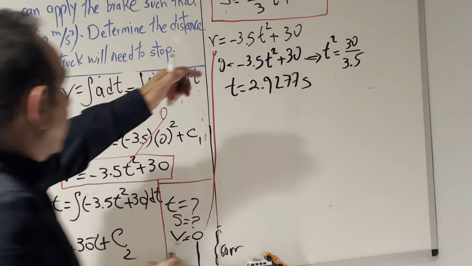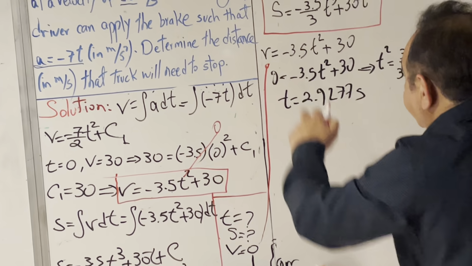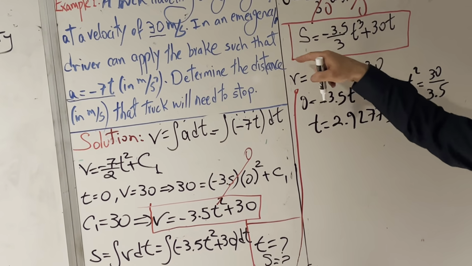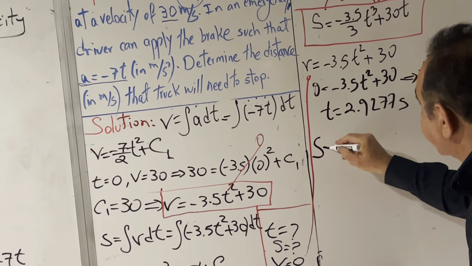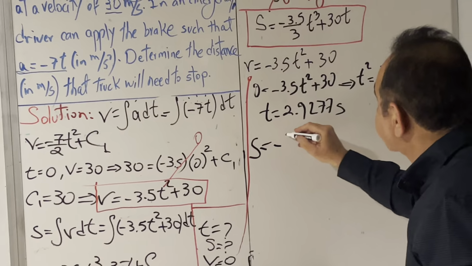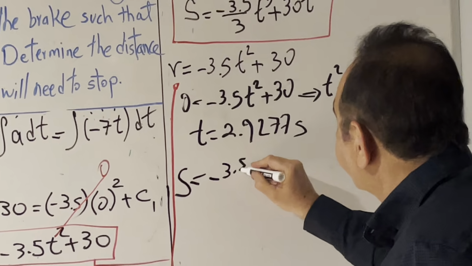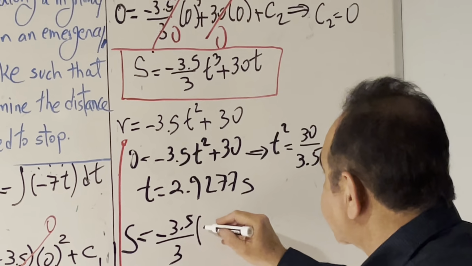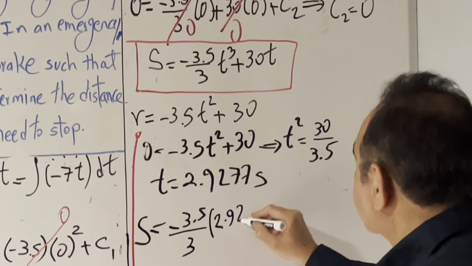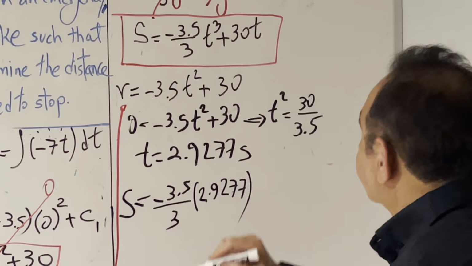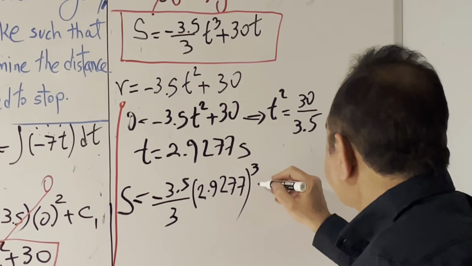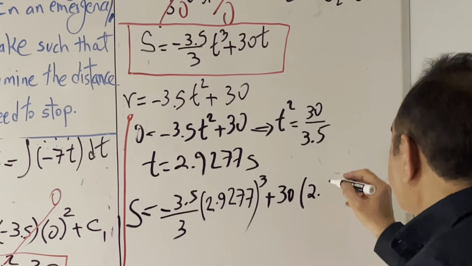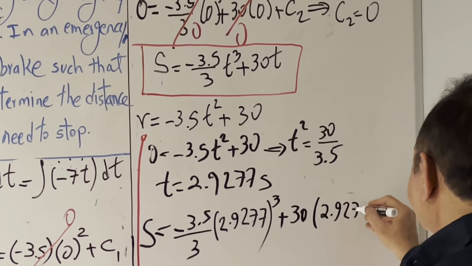We have the equation of displacement. We will apply the final time in this equation to find the final distance. S will be minus 3.5 over 3 times 2.9277 to the power of 3 plus 30 times 2.9277.